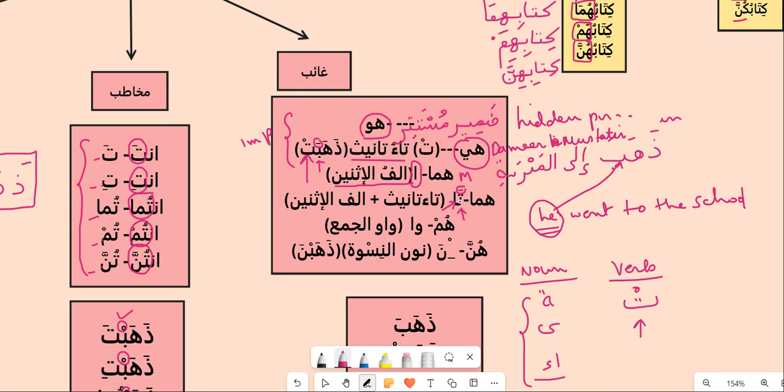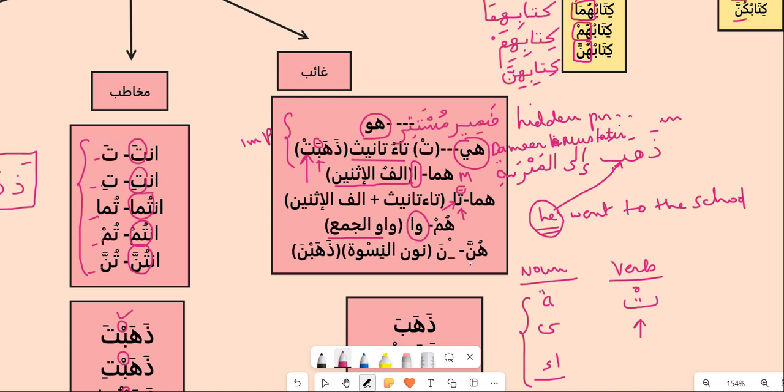What about hum? When we come to hum, the damir is waw al jama, known as waw al jama. This waw represents plural male jama. So it's called waw al jama because the plural for the feminine is something different. So the damir for male jama is waw al jama. The damir's name is waw al jama. So there are names. You should memorize the names of the damirs.